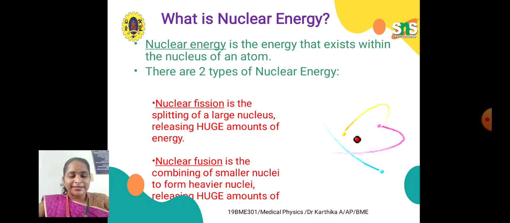Here we have two types: one is nuclear fission, another is nuclear fusion. In fission, the splitting of a larger nucleus releases a huge amount of energy. In nuclear fusion, the combining of smaller nuclei to form heavier nuclei releases a huge amount of energy.